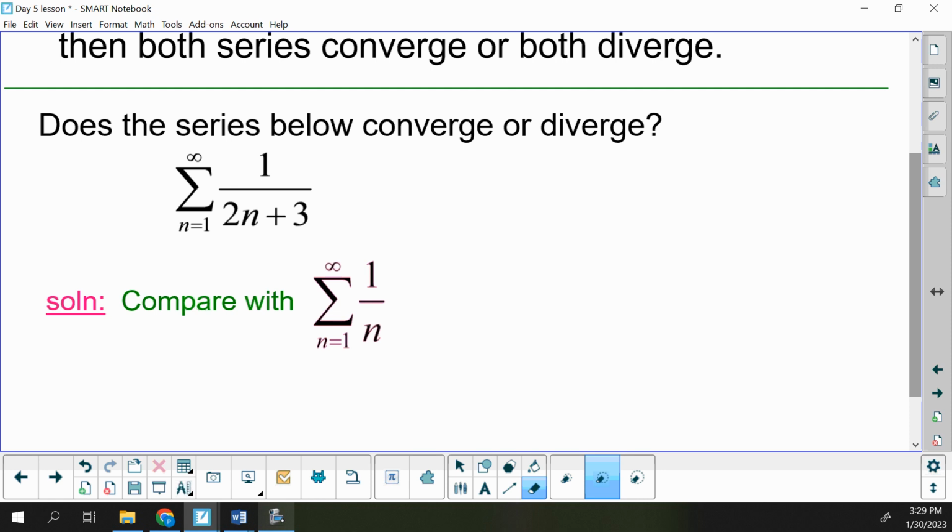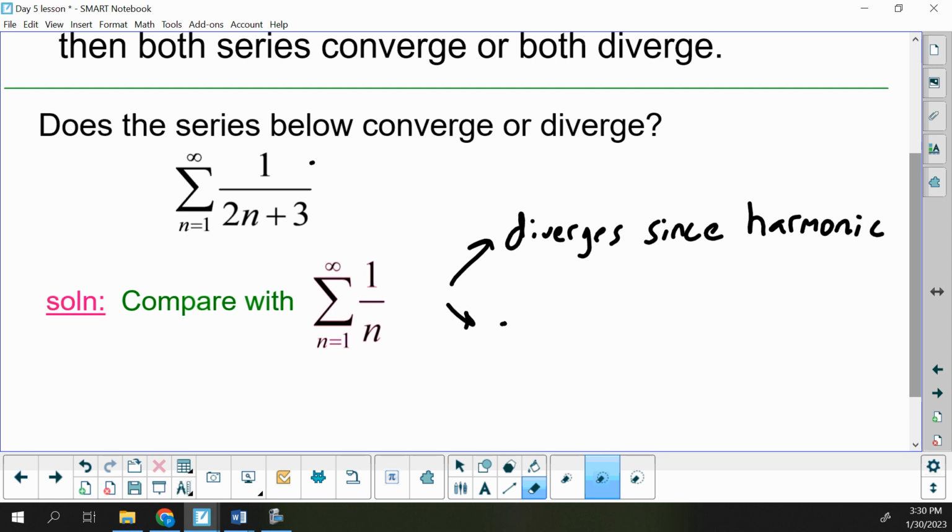So we've got 1 over n. These are both always going to be positive when the n's are positive integers. So we're in good shape there. And let's now do our limit as n approaches infinity. And if we divide the two, I'm going to do the original divided by this one. And actually, pause 1 second. Before we do the limit comparison, let's just say what we know about 1 over n. You can say one of two things. You could say it diverges since it is harmonic.